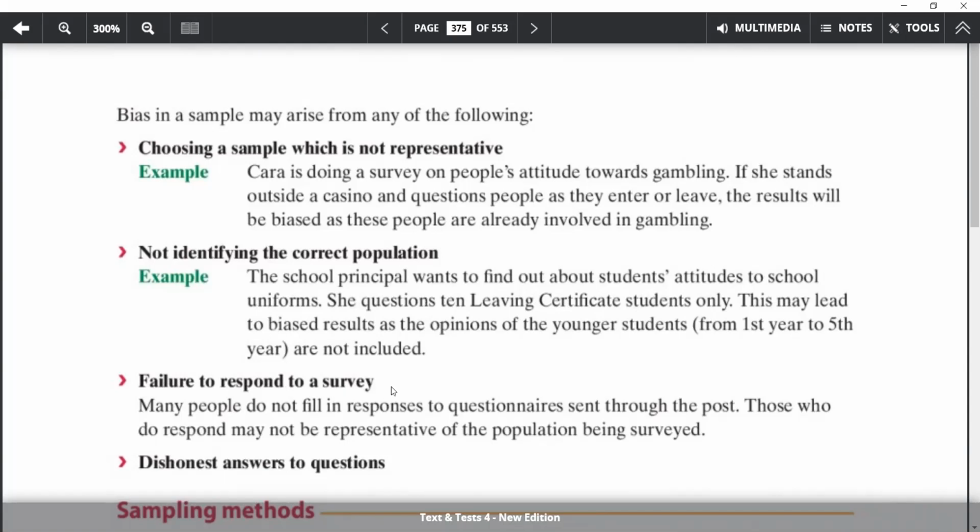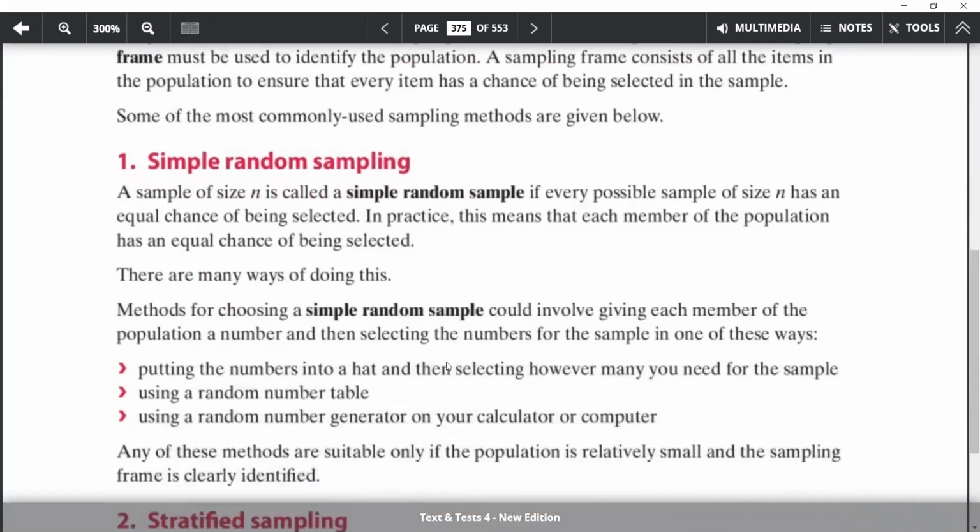And who responds? If I'm doing a survey about PE in St. David's, and I give you an option whether you respond or not, the people who are most likely to respond are the people who really love PE or the people who really hate PE. So you're going to have a bias in your response just from the way the responses come back in. So your sampling method is quite important.